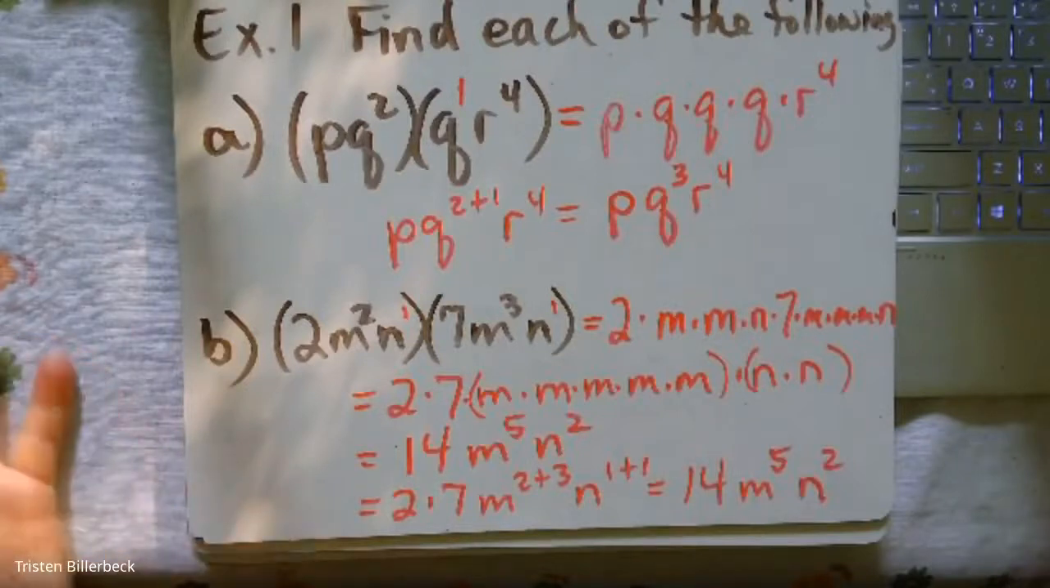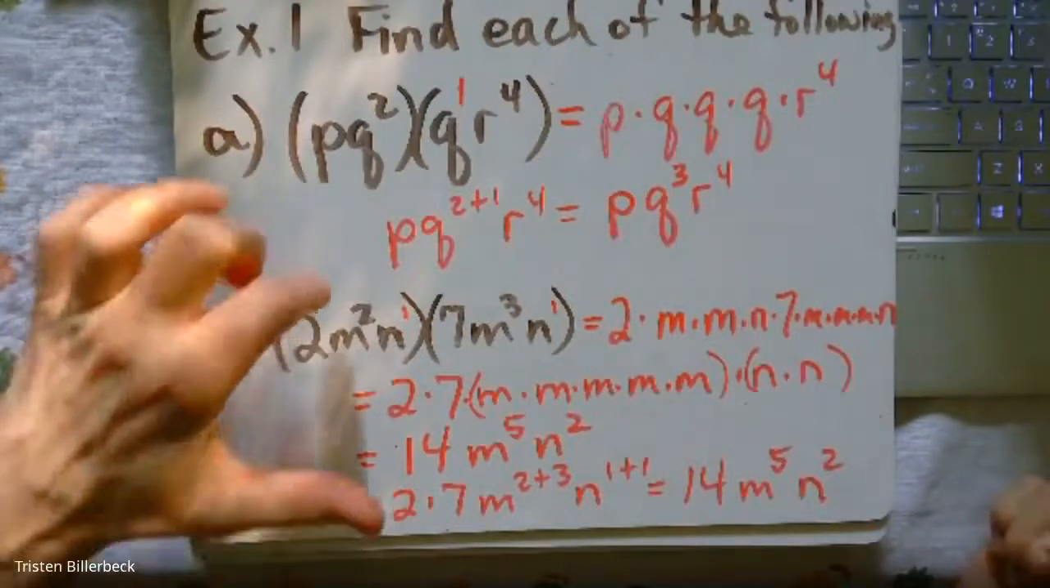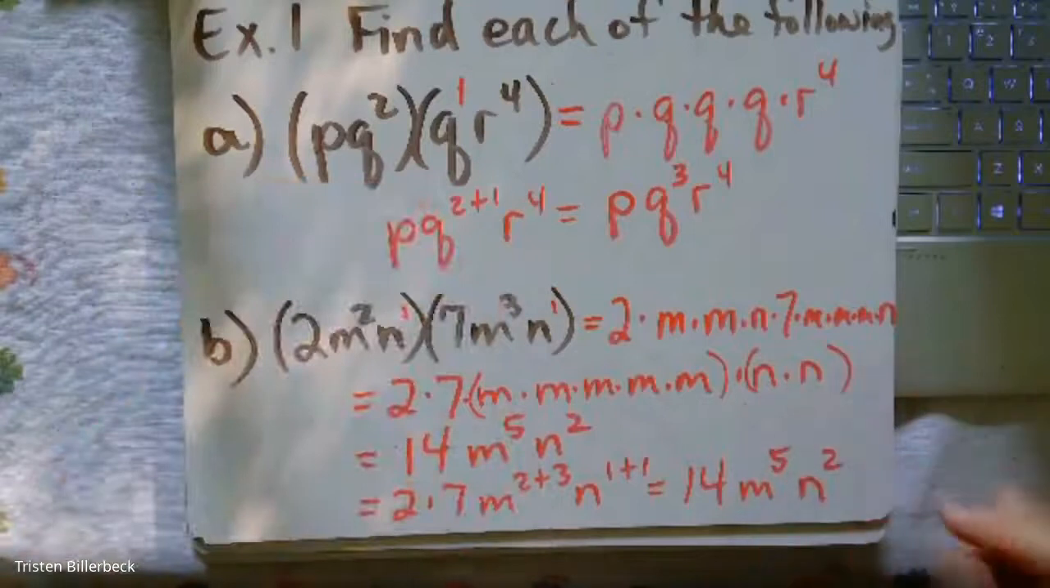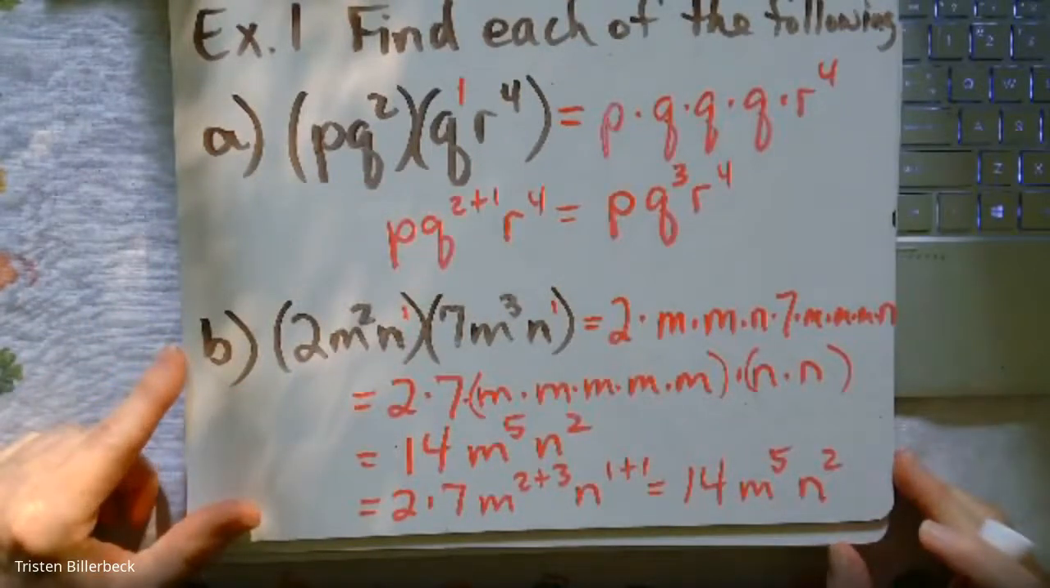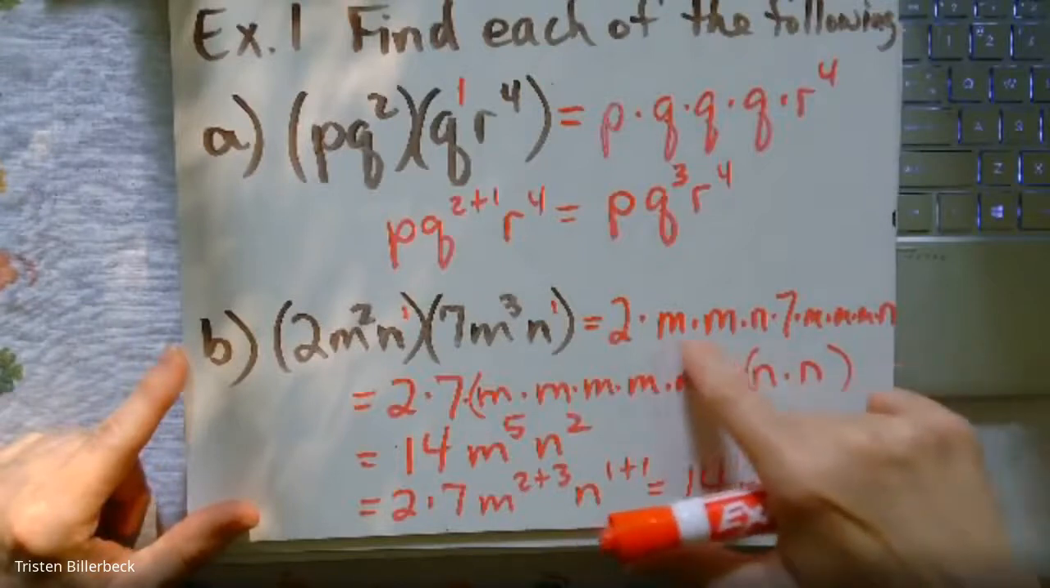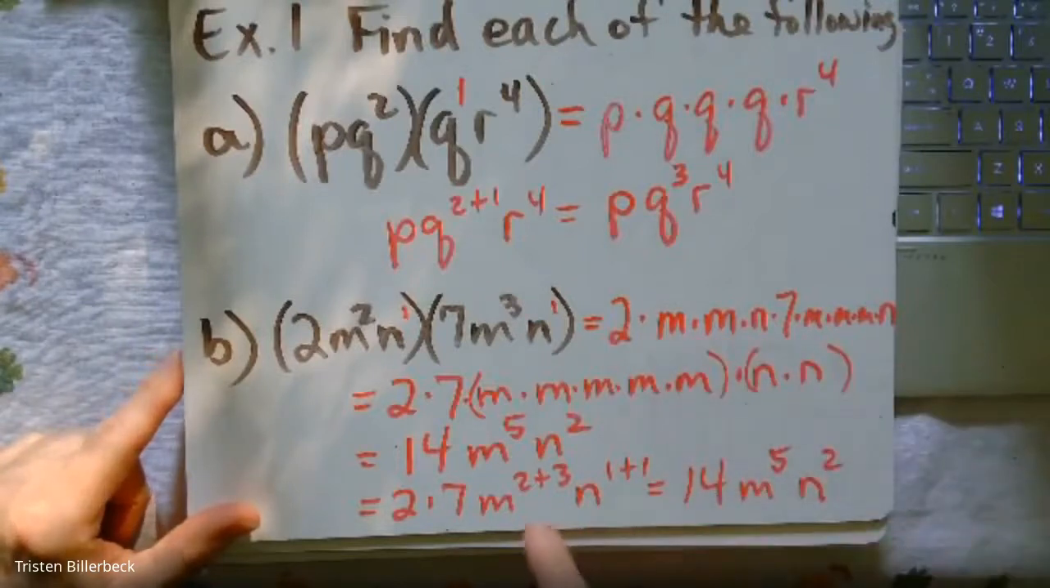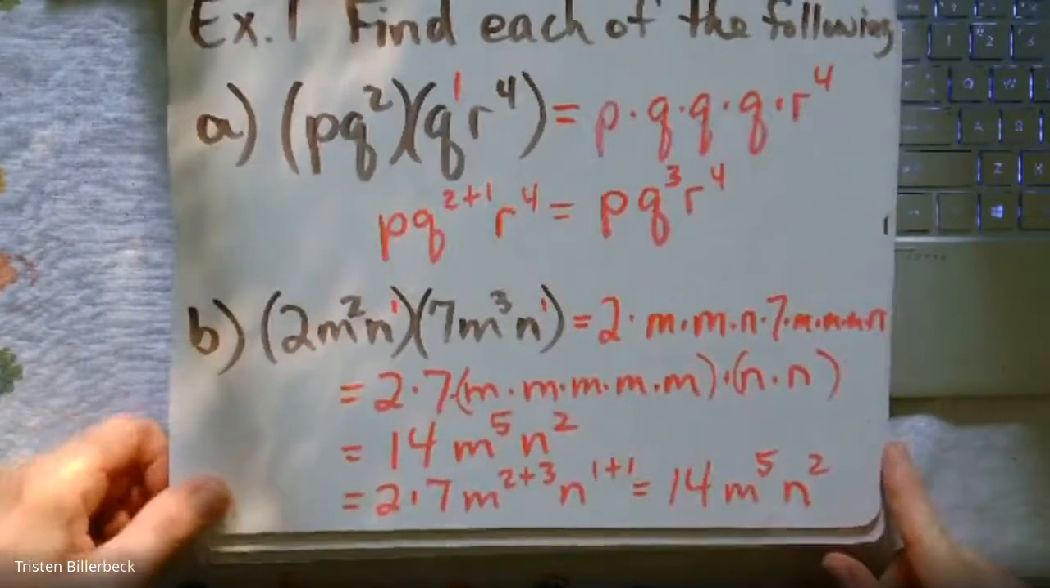So there's two ways you could do this. If it's simple like this, you can expand. It's just if you get into some really high exponents like 14, you don't want to have to expand. You want to know your rules like this. So that's why you learned those rules.